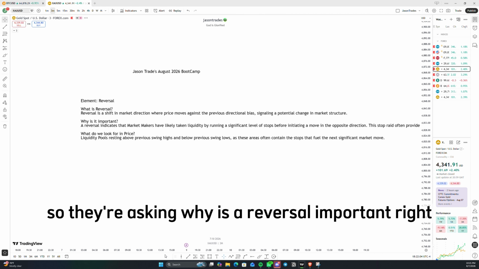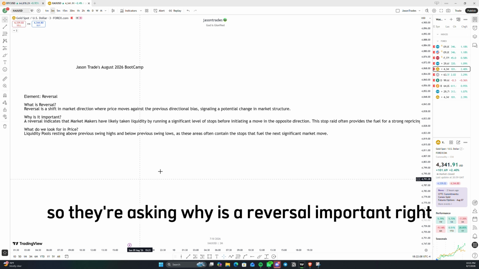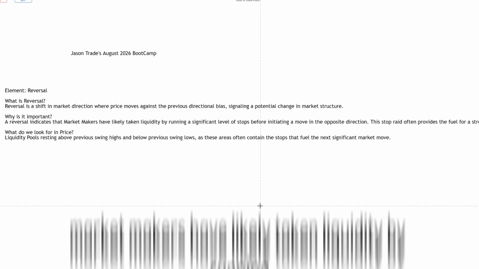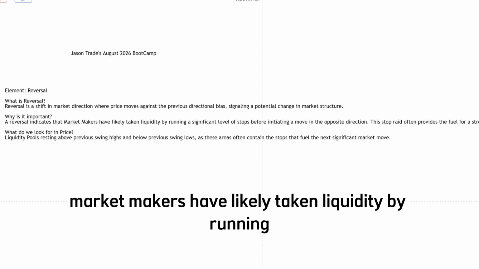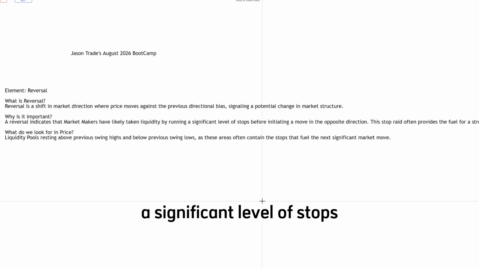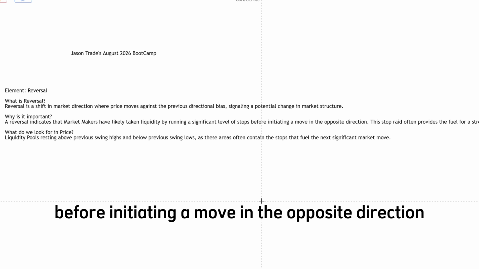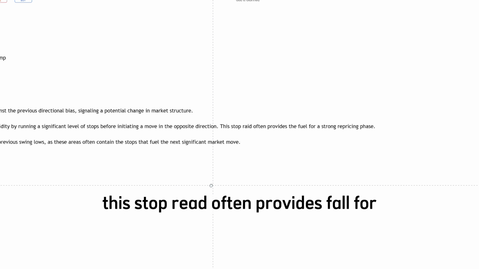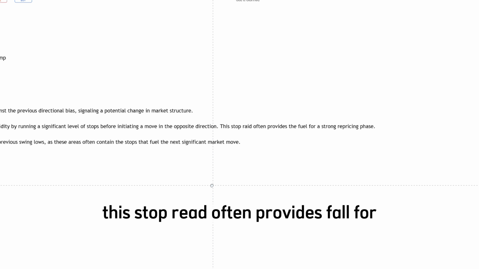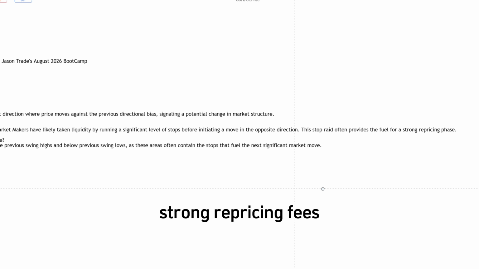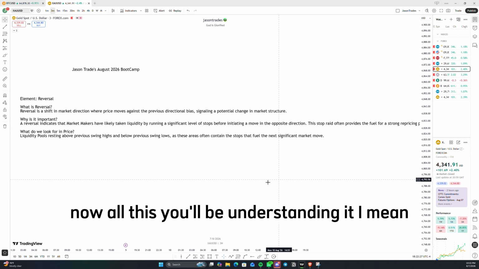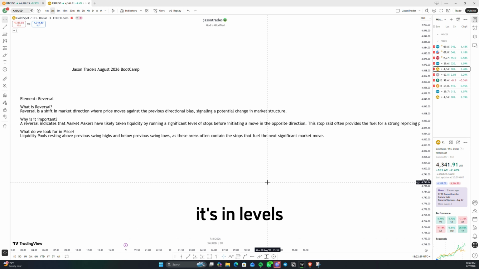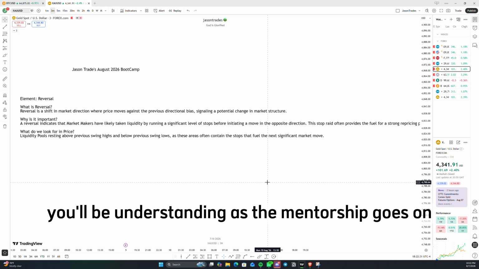So they are asking, why is a reversal important? A reversal indicates that market makers have likely taken liquidity by running a significant level of stops before initiating a move in the opposite direction. This stop run often provides a strong repricing phase. Now all this, you'll be understanding it in levels. You'll be understanding as the mentorship goes on.